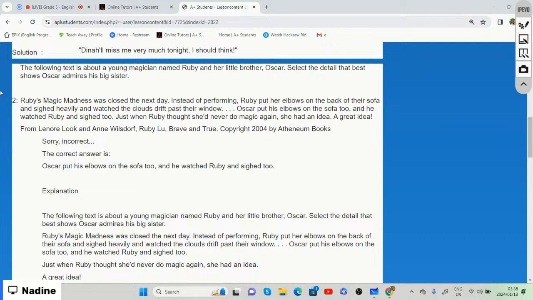So now it says that this following text is about a young magician named Ruby and her little brother. We need to select the details that best show Oscar admires his big sister. And what shows that Oscar admires his big sister a lot, they said, is when Ruby put her elbows on the back of the sofa, then Oscar did the same thing. When Ruby sighed, then Oscar also sighed with his favorite sister.